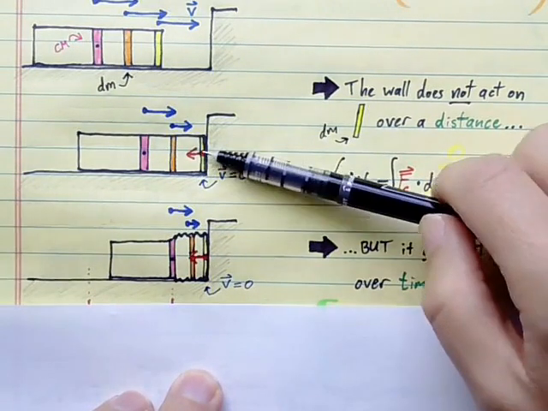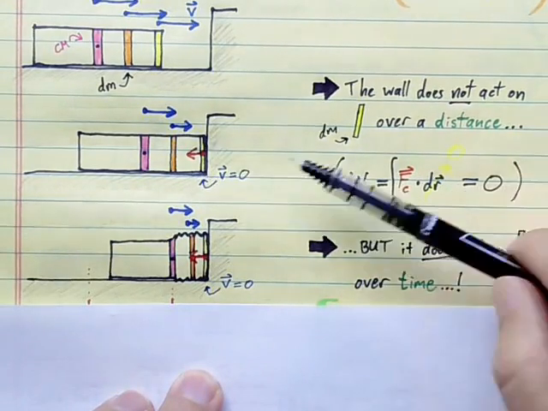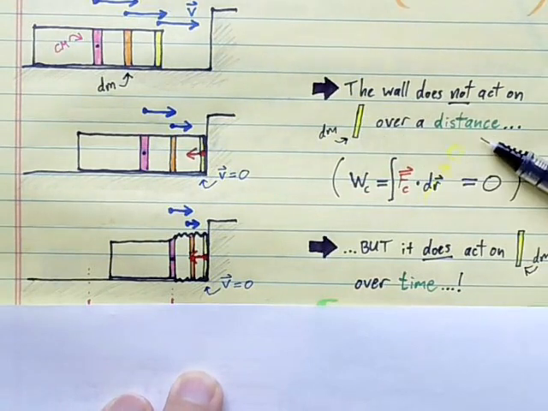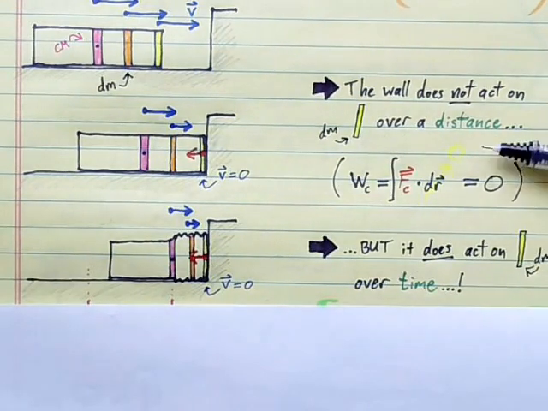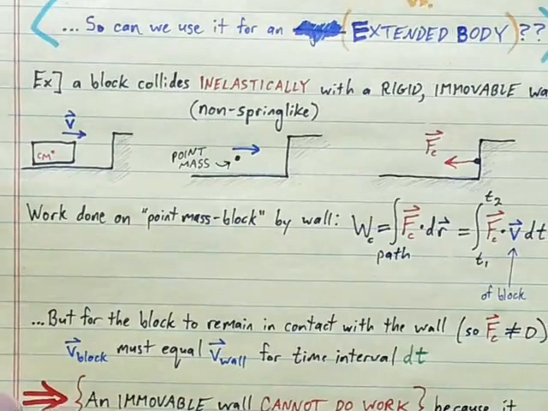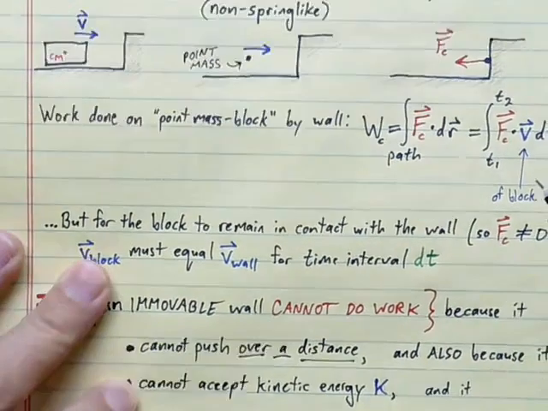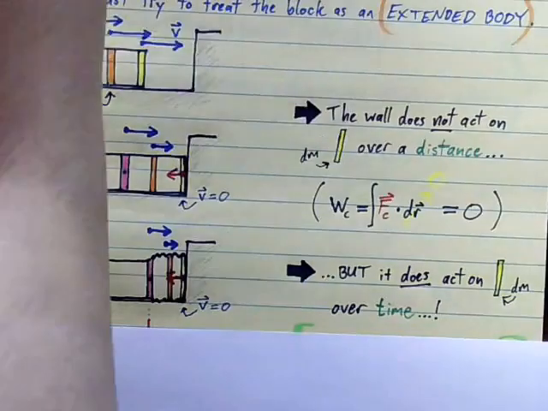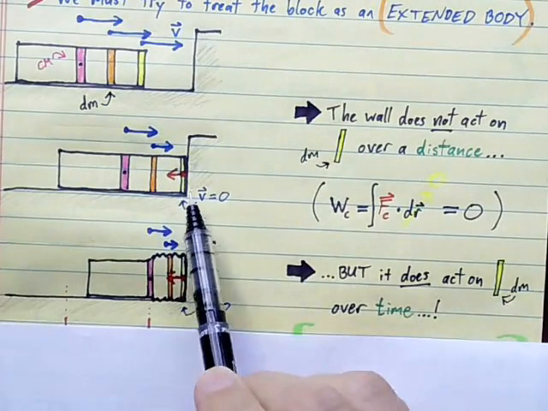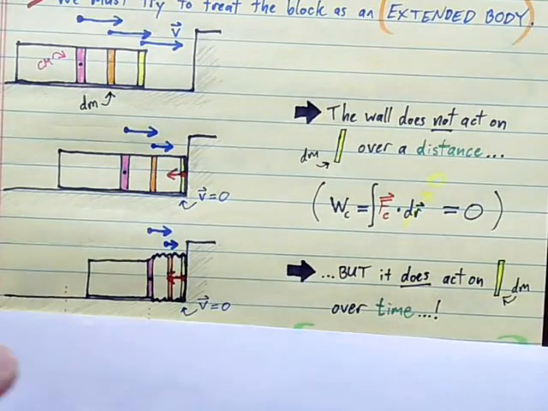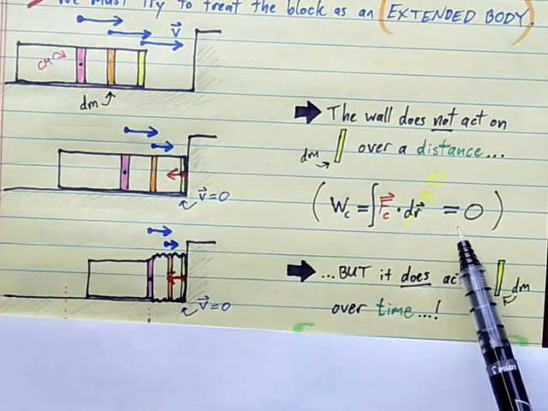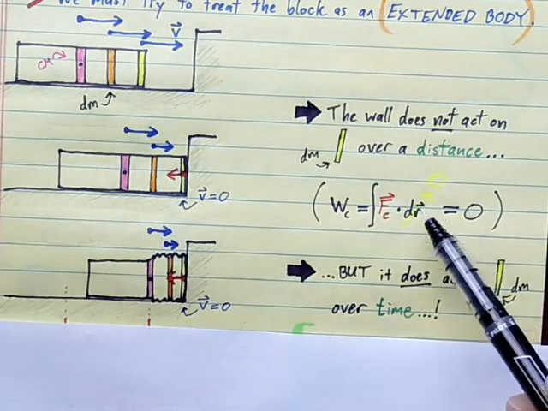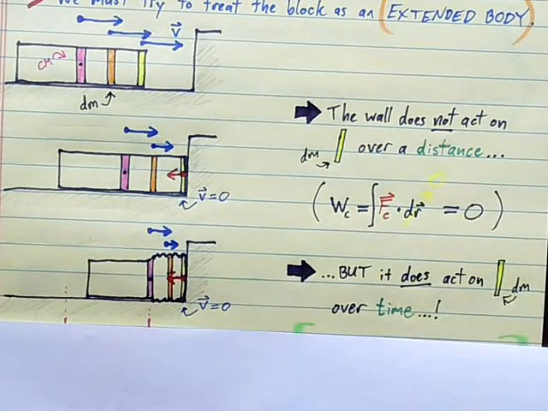Now, the little bit of block, the yellow bit that the wall is actually acting on. The wall does not act on this dm over a distance for the same reason we discussed a moment ago, that the wall cannot do work on the point mass touching it because the wall cannot push that little point mass over a distance. Likewise here, the wall cannot push that yellow point mass over a distance, so there is no work done by the contact force on that yellow bit. The dr, the displacement for that yellow bit, is 0 since the little yellow bit is not moving.